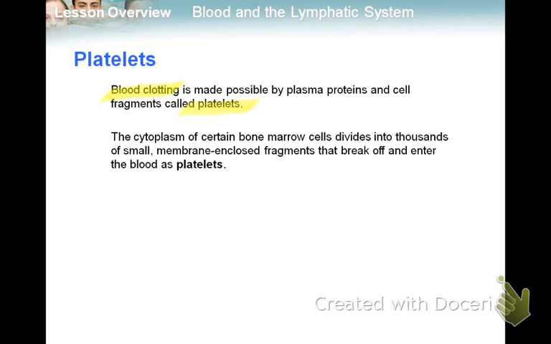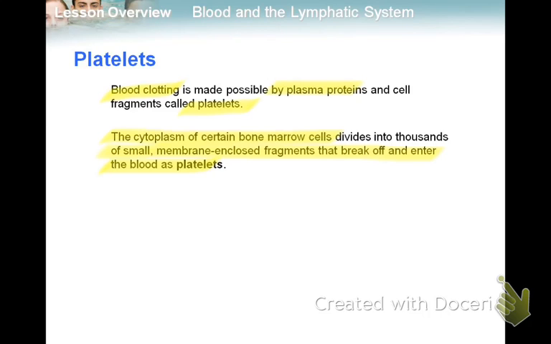Platelets help with blood clots. Basically, the cytoplasm of certain bone marrow cells divides into thousands of small membrane-enclosed fragments that break off. It's basically broken pieces of cell.